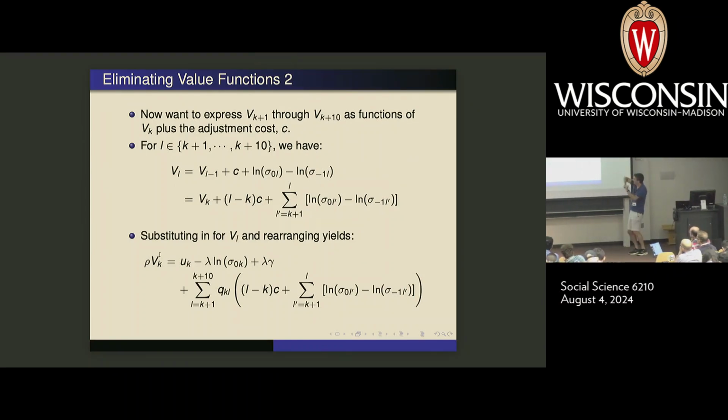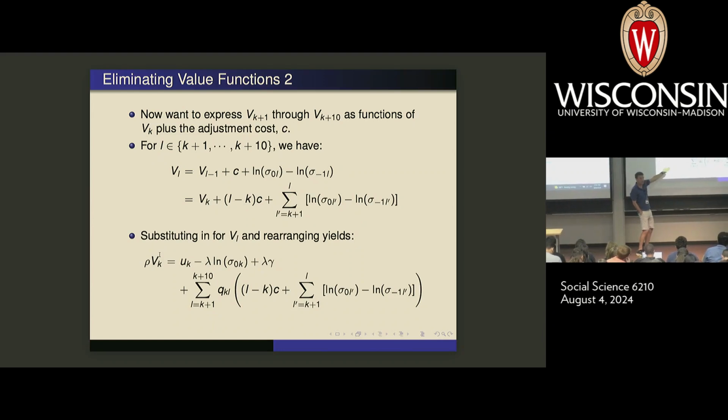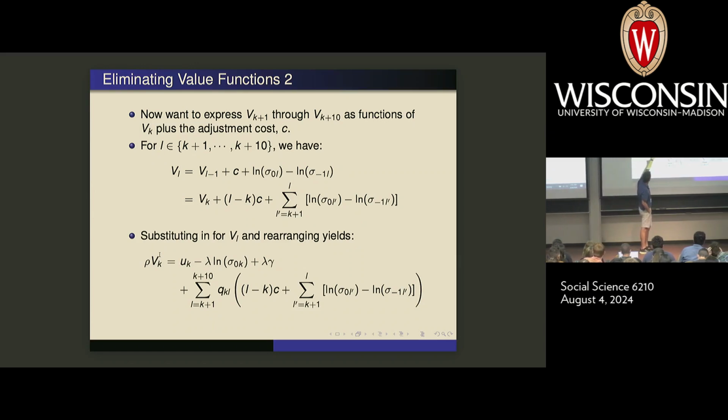We're going to want to express those future ones, VK plus 1 through VK plus 10. It could go up 1 all the way up through 10 as functions of VK plus whatever the adjustment cost is, the C. Well, I can always link one value function to one with one lower state, right? Because I get to decrease the state by 1. So if we think about L being from K plus 1 to K plus 10, if I think about the value of being in state 10, I can write that as the value of being in state 9 plus having to pay the cost of decreasing it, and then the difference in the log probabilities between decreasing the state and leaving it where it is.